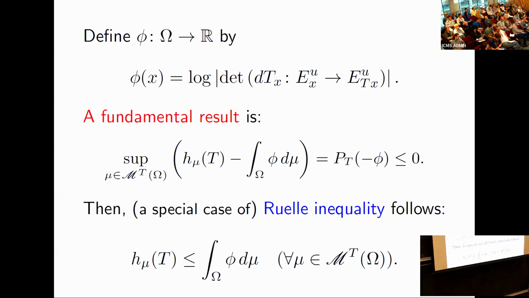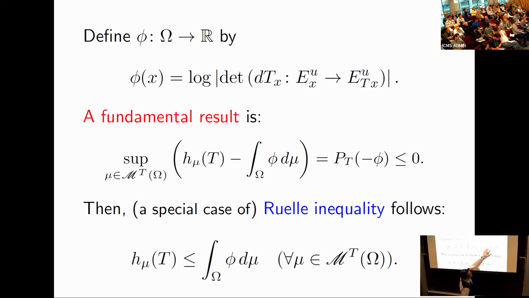Now it is easy to see that we consider this supremum and it is non-positive. So it means that we have this inequality for all T-invariant probability measures mu. And actually, this is a special case of Ruelle inequality. In the general case of Ruelle inequality, this right-hand side is an integral of the sum of positive Lyapunov exponents. But in this case, it reduces to this simple quantity.